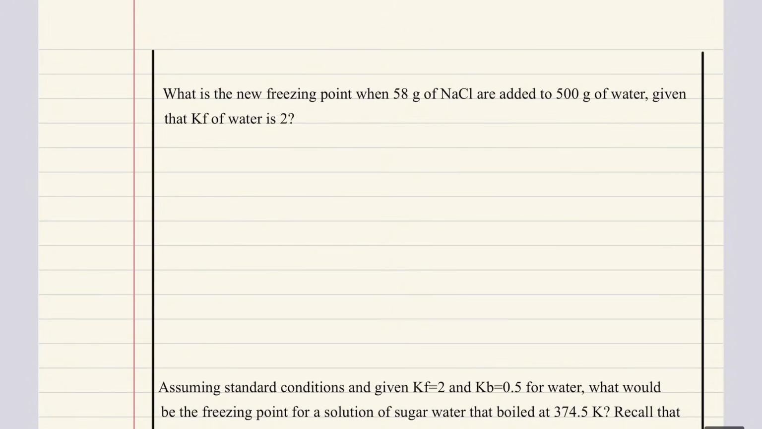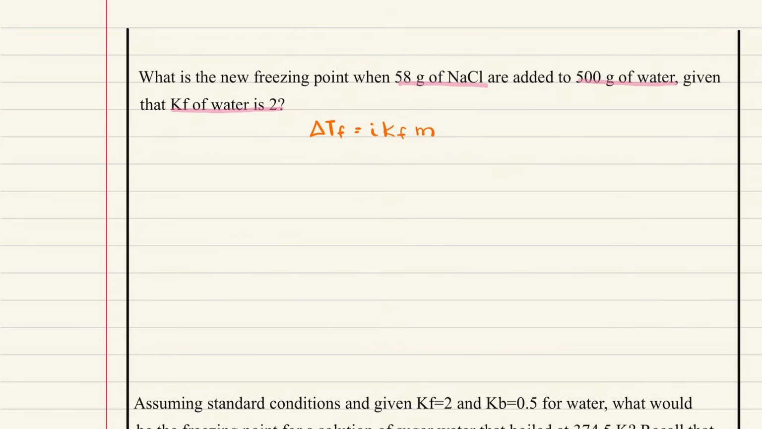The second problem says, what is the new freezing point when 58 grams of sodium chloride are added to 500 grams of water, given that the Kf value for water is equal to 2? So this is a freezing point depression problem. That means we're going to use our equation delta Tf equals i multiplied by Kf multiplied by m. And when we calculate that, we're going to take the value delta Tf and subtract that drop from the pure freezing point of water. First thing we want to do is convert the solute mass to moles so that we can get molality.